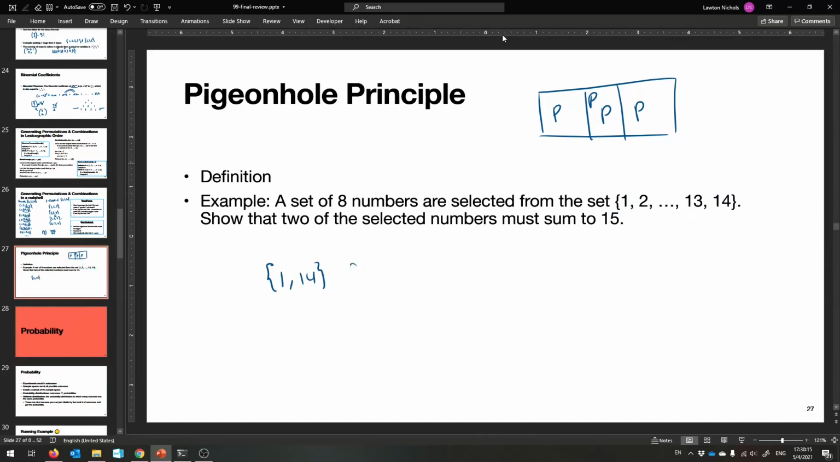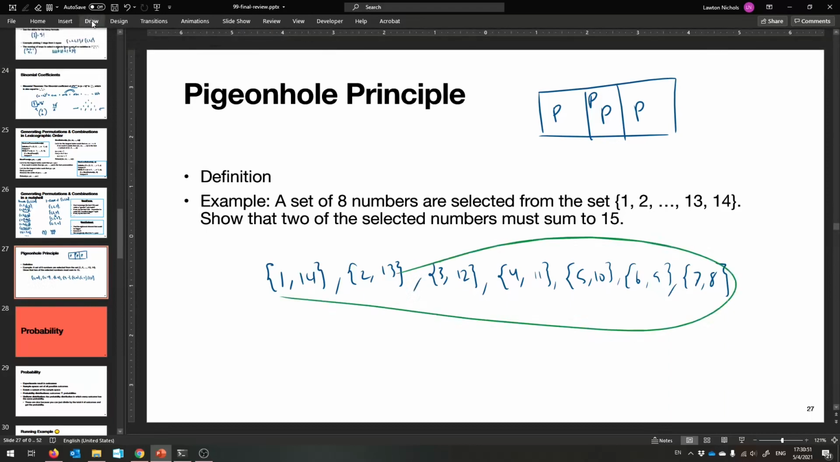You got your 1 and 14, you got your 2 and your 13, you got your 3 and your 12. You got your 4 and your 11. You got your 5 and your 10. You got your 6 and your 9. You got your 7 and your 8. And I think that's all. Okay? So notice we are picking 8 numbers.